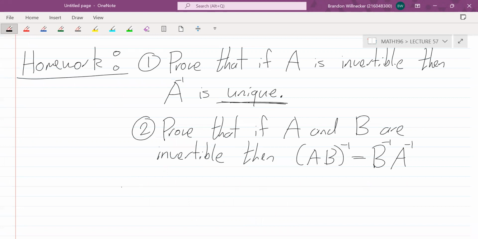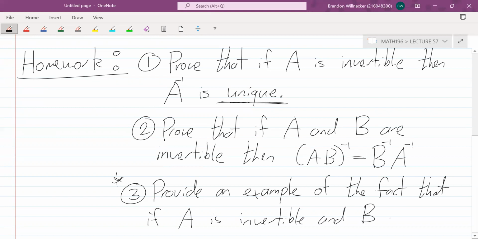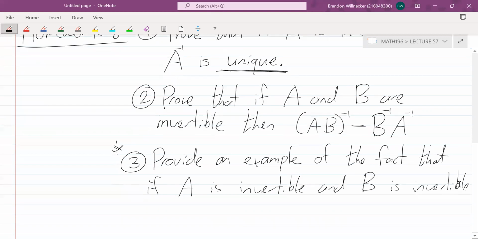And finally, number three, star. This is just a bonus. Provide an example of the fact that if A is invertible and B is invertible, then A plus B may not be invertible.